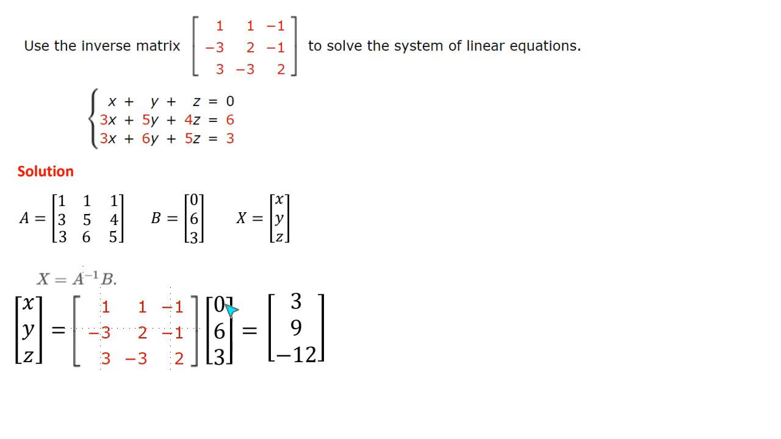And then 3 times 0 is 0. Negative 3 times 6 is negative 18. And 2 times 3 is 6. So 6 plus negative 18 is negative 12. So my solution is x is equal to 3 and y is equal to 9 and z is equal to negative 12.